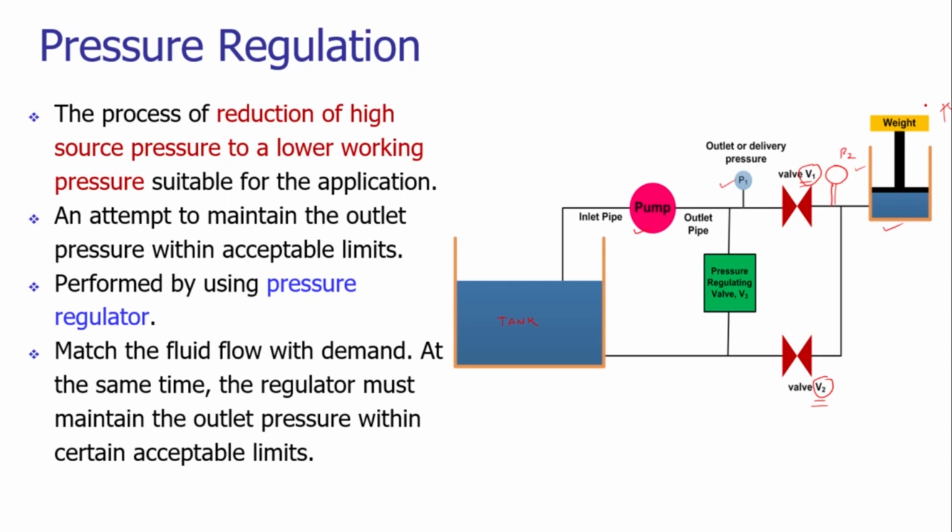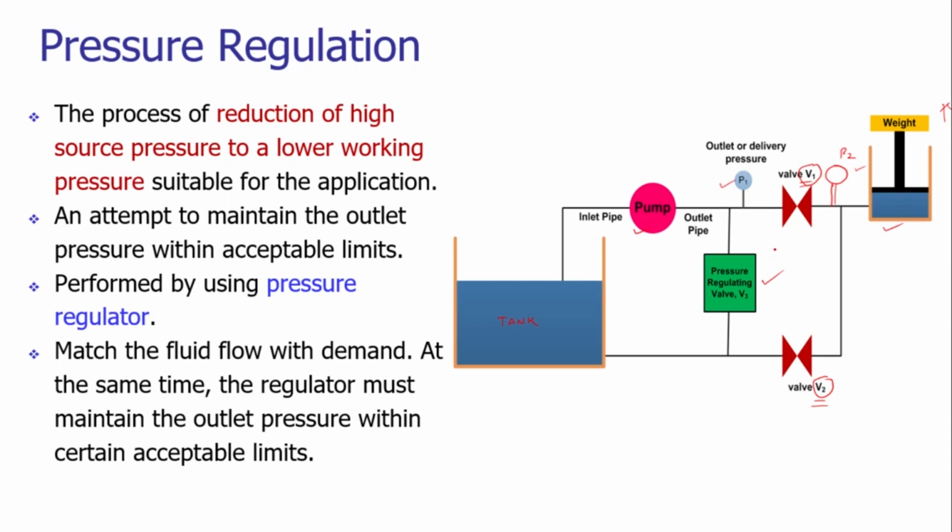Let us consider valve V1 and V2 both are closed and the pump is on, the motor is on. There is a continuous flow of pressurized fluid inside the system. So this continuous flow is increasing the pressure inside the system. And to regulate that pressure, to reduce that high pressure to the working pressure, we are using the pressure regulating valve.